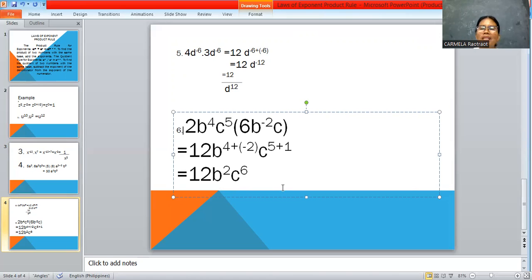Again, in the product rule, if they have the same bases, what you're going to do with the exponents, you're going to add them. Simply add them. Okay, thank you.